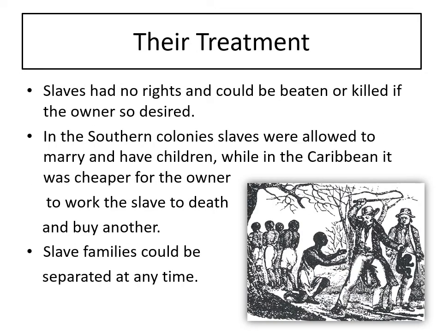Their treatment. Slaves had no legal rights and could be beaten or killed if the owner so desired. In the southern colonies, slaves were allowed to marry and have children, while in the Caribbean it was cheaper for the owner to work the slave to death and buy another. Slave families could be separated at any time.